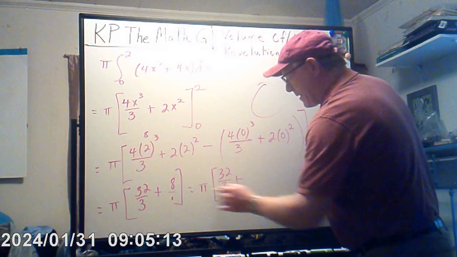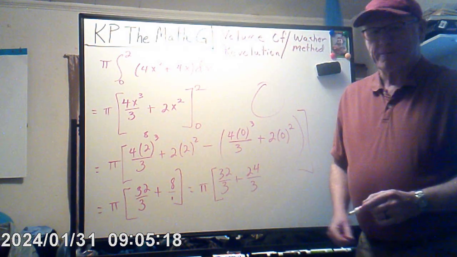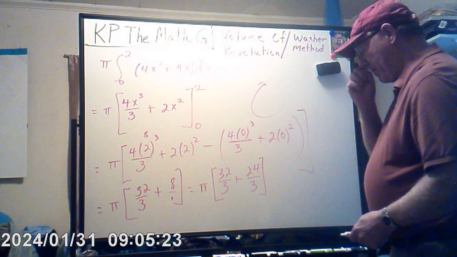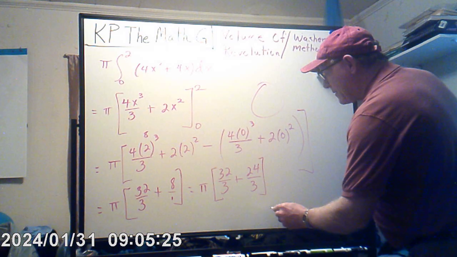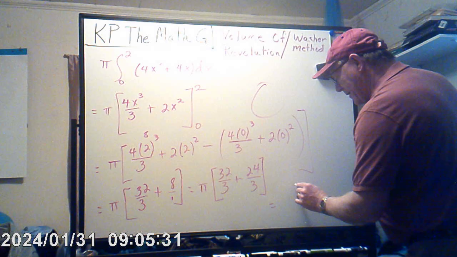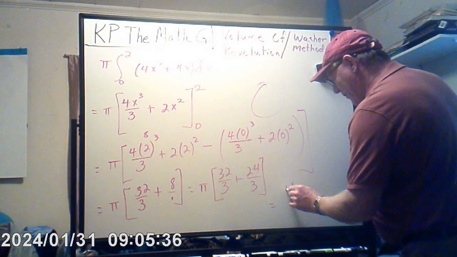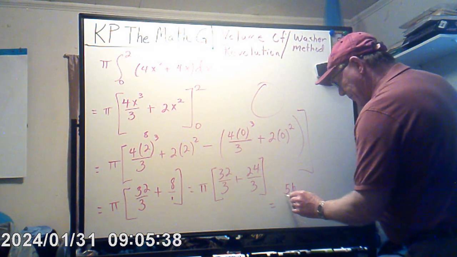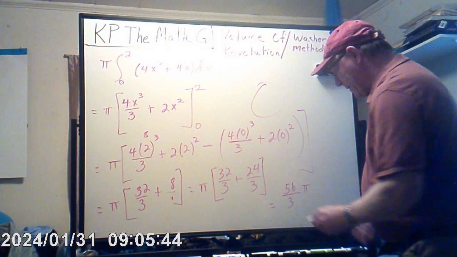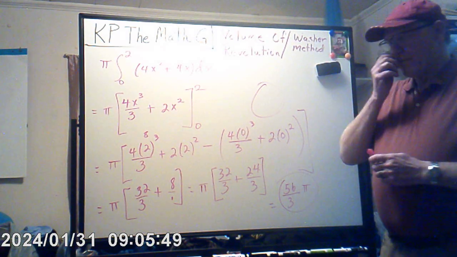Alright, 3 times 8 is 24. 24 thirds is the same as 8. Okay, just like that. And then we're just going to add these two up. So this should be 2 plus 4 is 6. 3 plus 2 is 5. Alright, 56 over 3 pi.